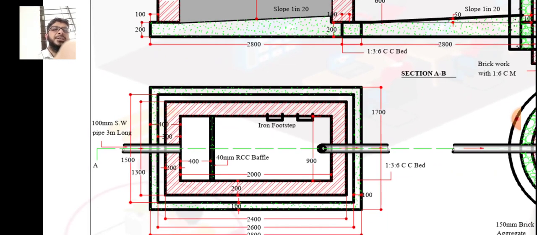We can see this section, and we can see the inlet pipe as well as the outlet pipe, and in between we can see the baffle wall, which is 400 mm from the wall, and that is 40 mm thick, which is precast, and you can see the iron footsteps, that is in a staggered position. So this is what about the septic tank.